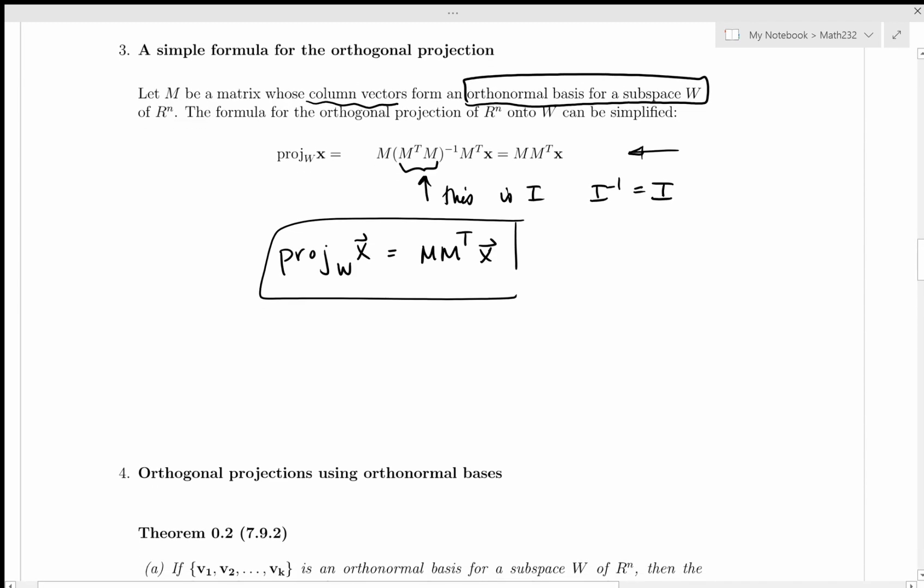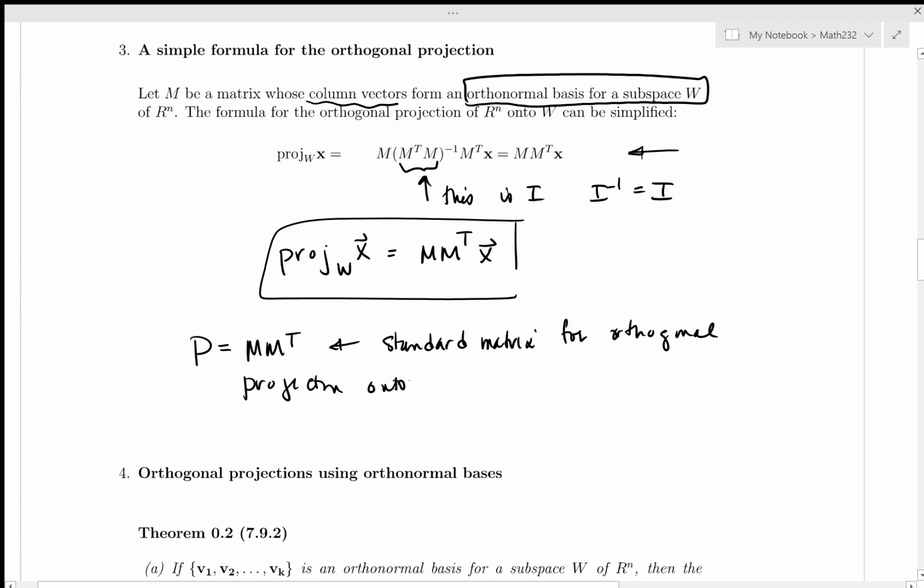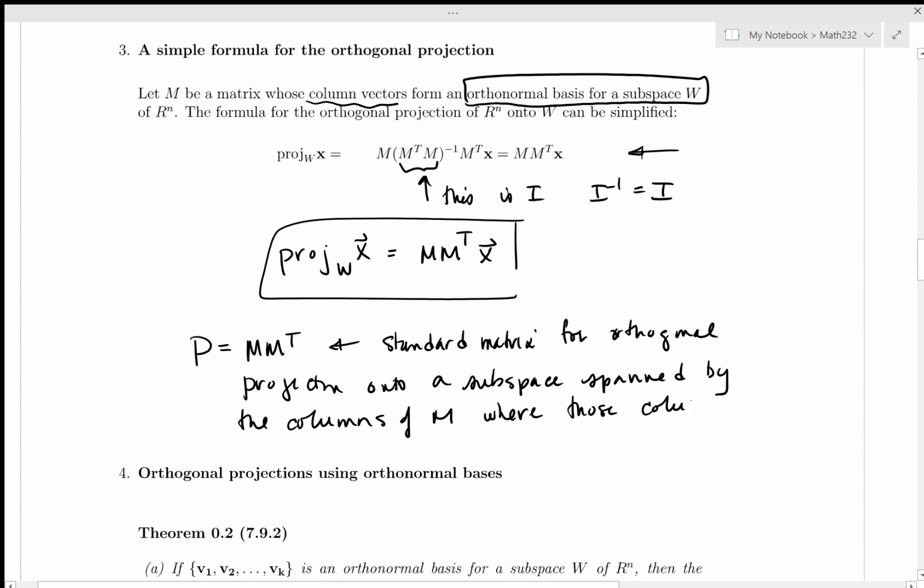Okay, so then we could say also that that is the projection of X onto W, and also that if we identify this matrix M transpose, then that is that guy right there, P, that matrix P, that is the standard matrix for orthogonal projection onto a subspace spanned by the columns of M, where those columns form an orthonormal set.